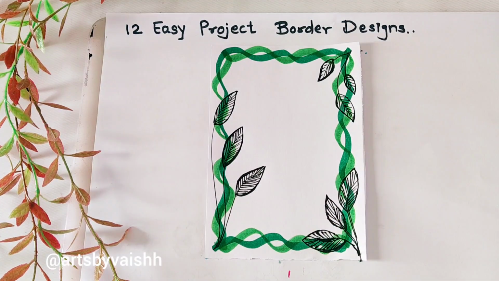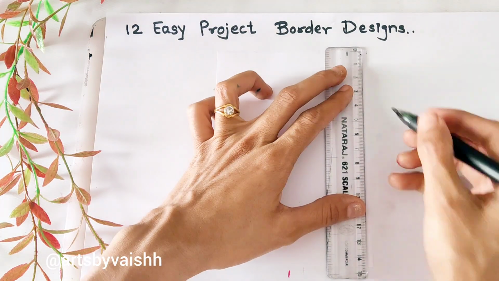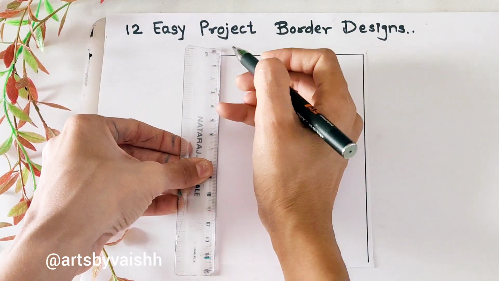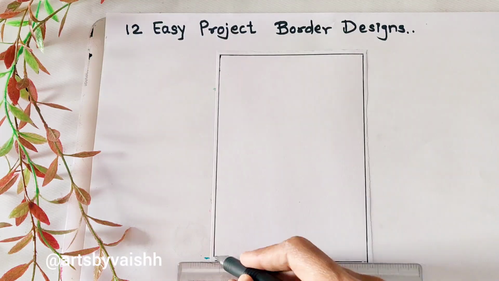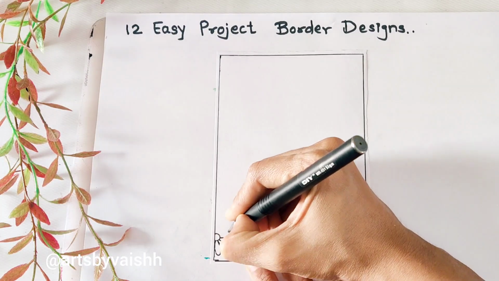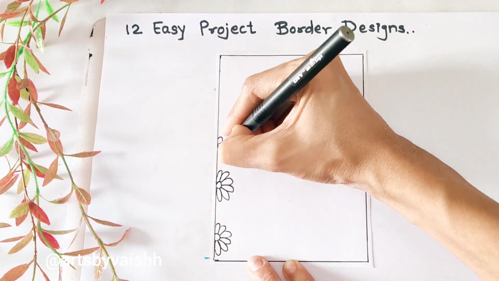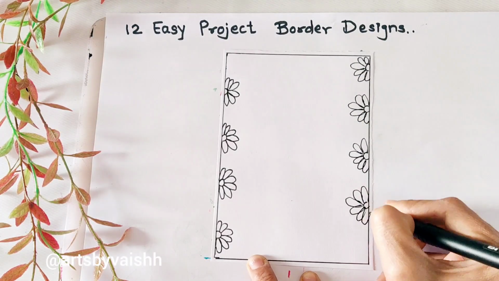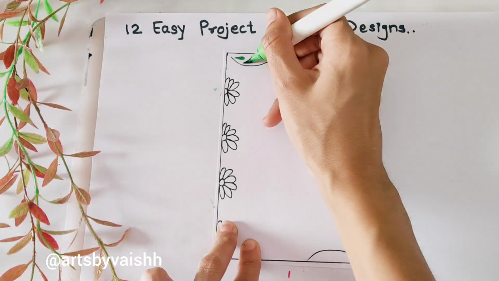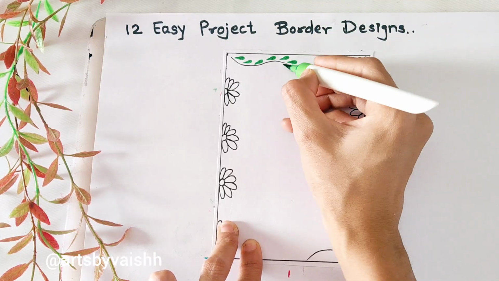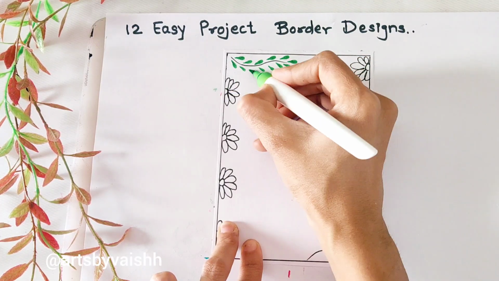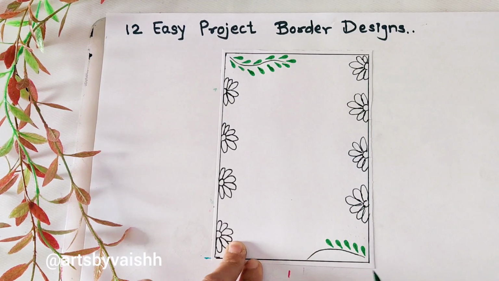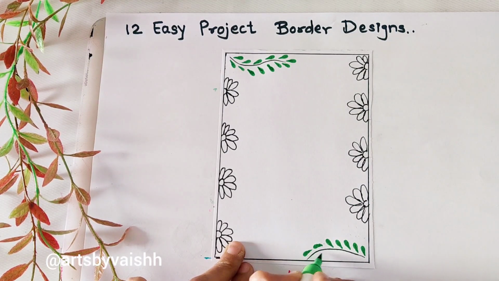And it's done. Let's move on to the next one. Here I'll draw a border with black gel pen again from all 4 sides. Now I'll draw flowers from both sides, left and right. Now I am trying to draw leaves with brush pen. It's a good technique to draw leaves in an easy way. I'll draw it on both ends.